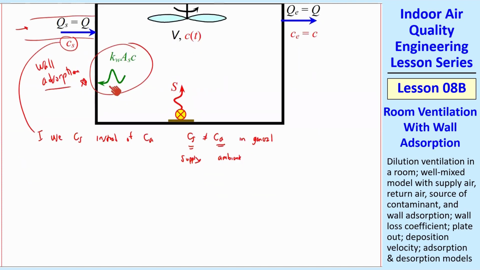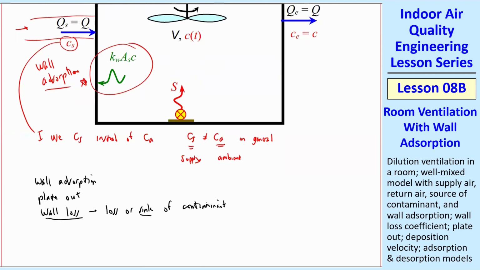This wall adsorption is what we want to talk about now. Wall adsorption, or plate out, or wall loss. I kind of like wall loss the best. It's the easiest to remember, and that's exactly what it is. It's a loss or a sink of contaminant. It's actually a way to remove contaminant from the room.